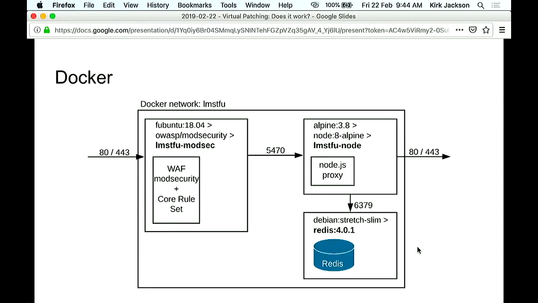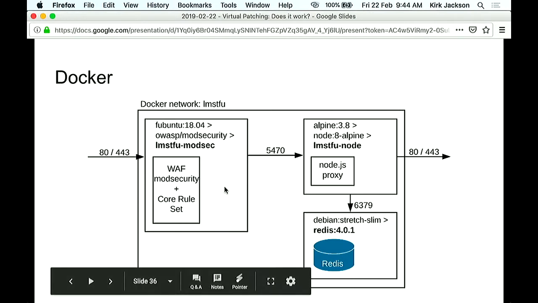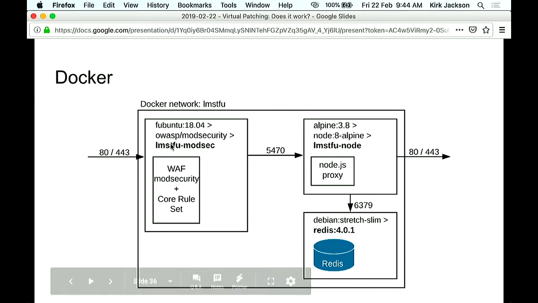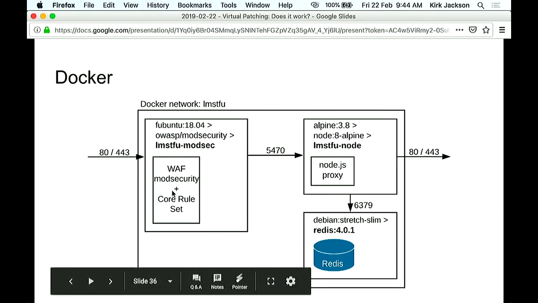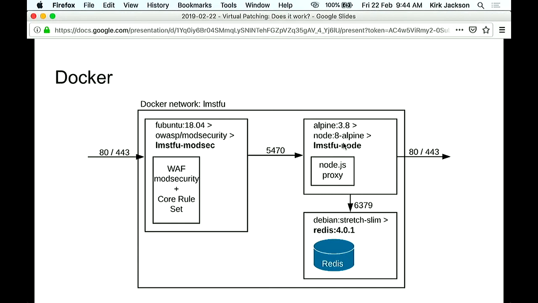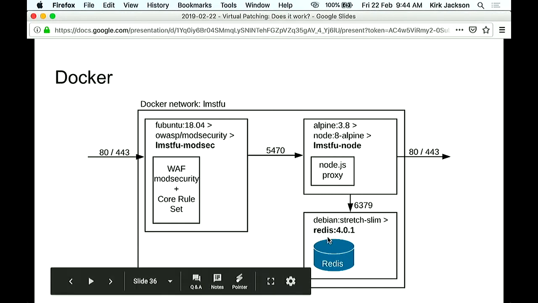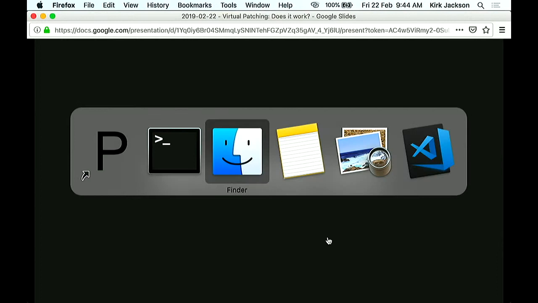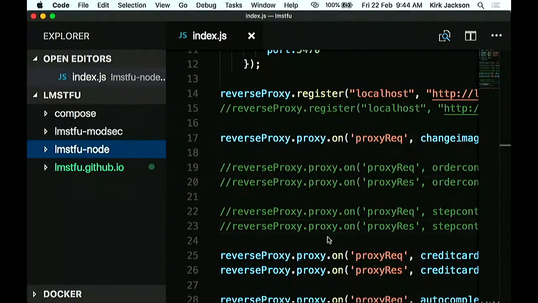Okay, so this is what my setup looks like. I'm not a Docker expert, but it's basically like 1,000 versions of Linux running all different things. That layer there is just using the bundled OWASP ModSecurity Docker container with my own configuration. That's using the Node official release version 8, and that's just using Redis uncustomized. Okay, so let's look at what that looks like.